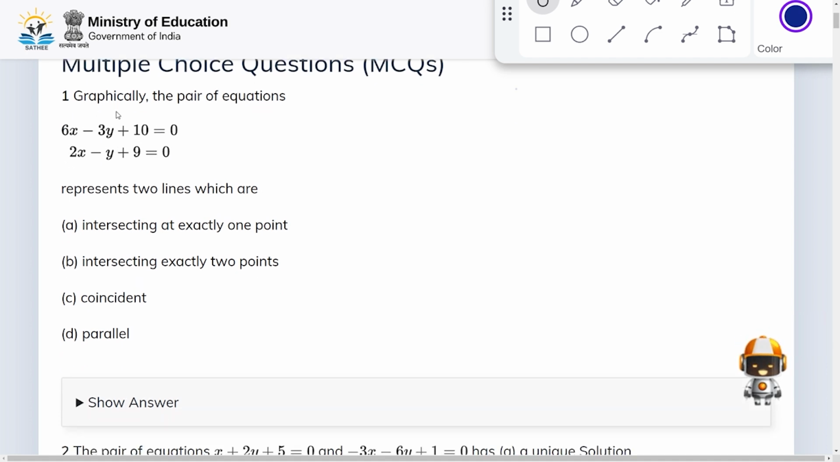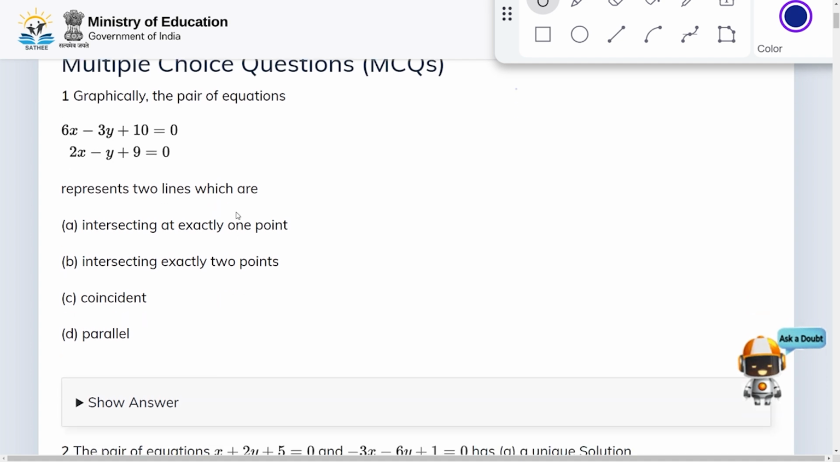In this question, we have to graphically solve the pair of linear equations 6x minus 3y plus 10 is equal to 0 and 2x minus y plus 9 is equal to 0. The pair of linear equations represent two lines. Here we have four options, and among these four options we have to find which option is correct.